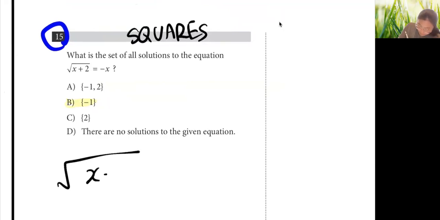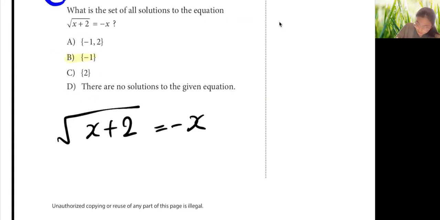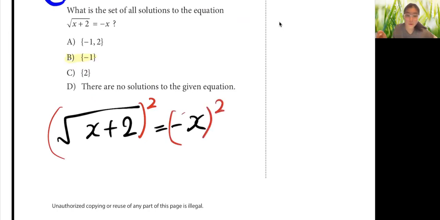Like you would for any other solve-for-x question, you'll need to get rid of the square root by squaring it. Whenever you want to remove a square root, you need to square it. Basically, it cancels out, and that will leave you with x plus 2. And for the right hand side, that's going to be x squared.